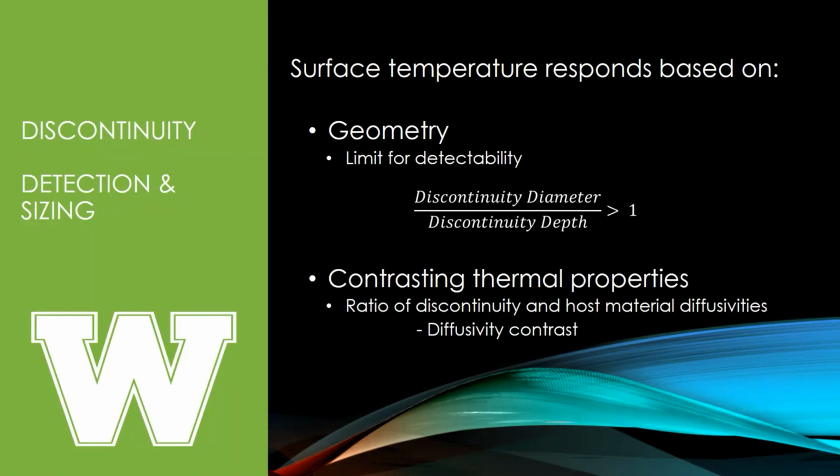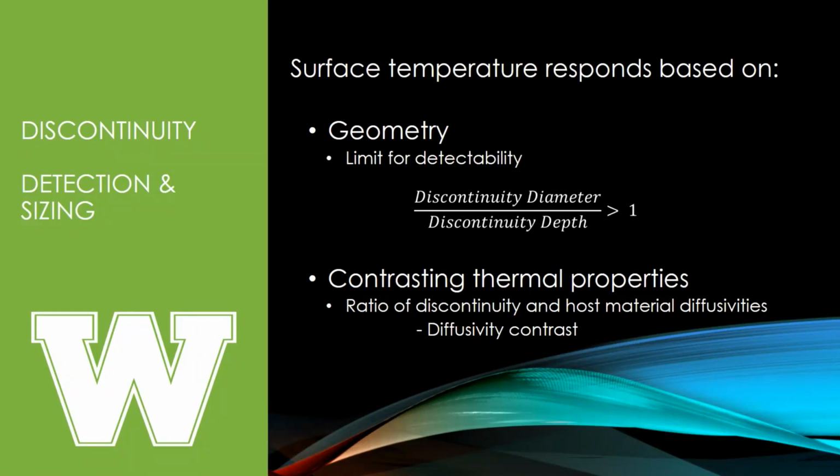And then the other thing you have to look at is what are called contrasting thermal properties. How much is that damage, that water, that crushed area, how different is that from the surrounding material? The more similar they are, the harder it is to detect those differences. Water and ice have thermal properties significantly different than fiberglass. It's going to show up.